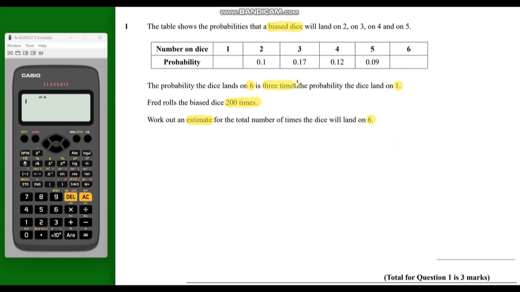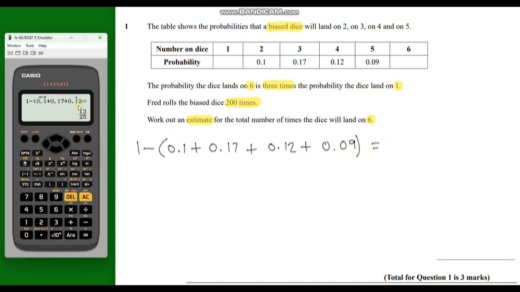So first of all, we need to calculate these missing probabilities. Now, the key with probabilities is that they always sum to 1. If they're mutually exclusive, all of the probabilities will sum to 1. So what we can do is add these probabilities together and then take them away from 1, and that will give us the total of these two. So we're going to do 1 subtract the sum of all of these, so that's going to be 0.1 plus 0.17 plus 0.12 plus 0.09. I'm just going to type all of that into my calculator over here.